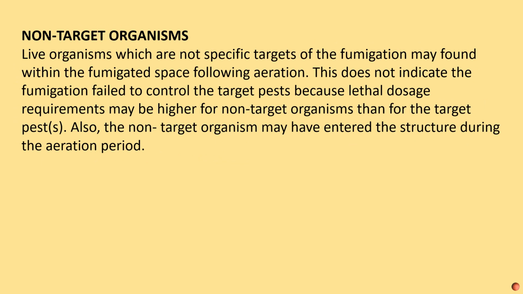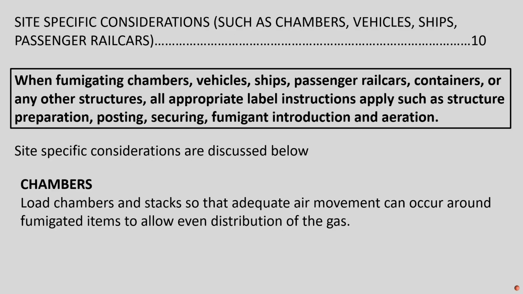Non-target organisms. Live organisms which are not specific targets of the fumigation may be found within the fumigated space following aeration. This does not indicate the fumigation failed to control the target pests, because lethal dosage requirements may be higher for non-target organisms than for target pests. Also, the non-target organism may have entered the structure during the aeration period.